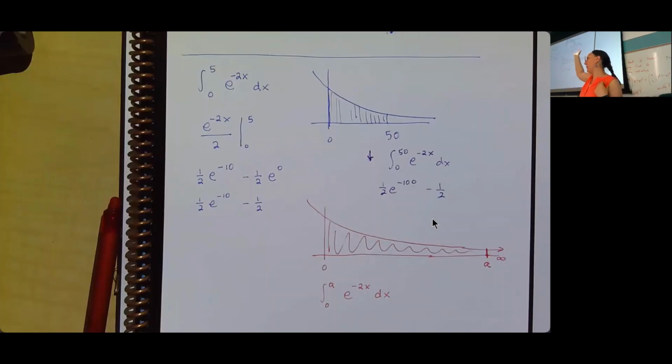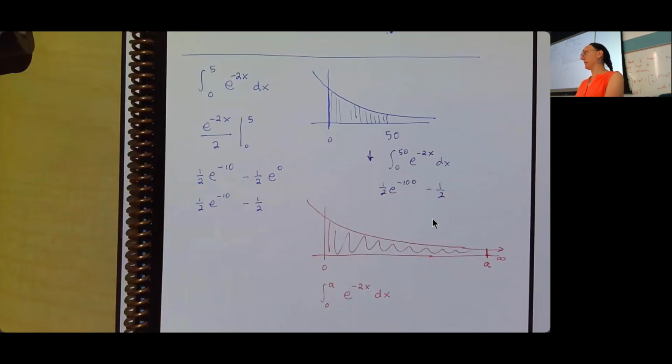Some people think it's probably going to be pretty big because I'm adding it up from 0 to infinity. Someone might even guess that it's going to be infinite because I'm adding this up from 0 to infinity. It's like I've got an infinite number of little rectangles. I'm adding them all up. Okay.